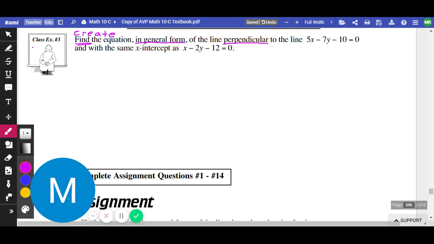I want you to try to change that into slope Y-intercept form, like we did on the last question, to figure out what your new slope will be for your line that you're creating. So try to manipulate that to be slope-intercept form. I'll give you a minute or so to manipulate it around, try to figure out slope.